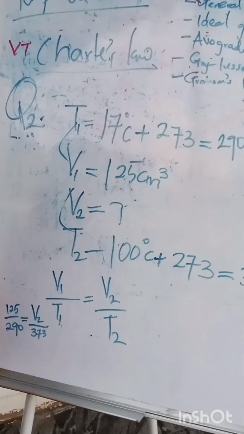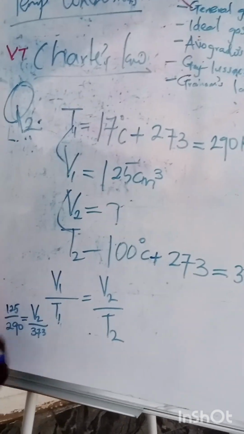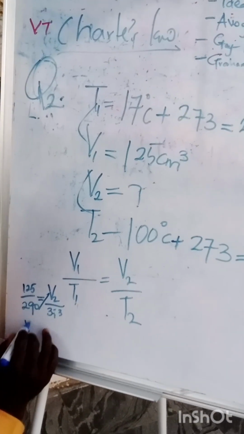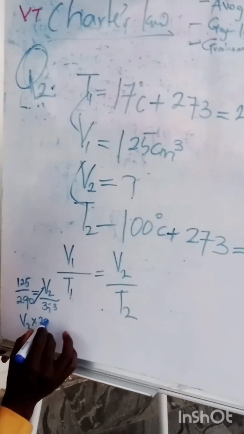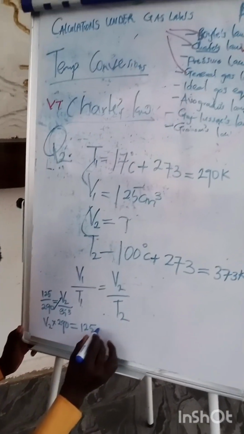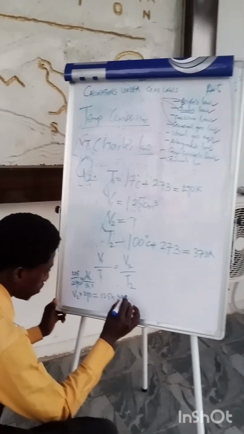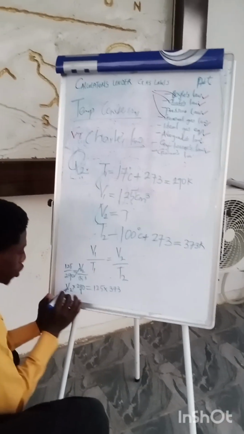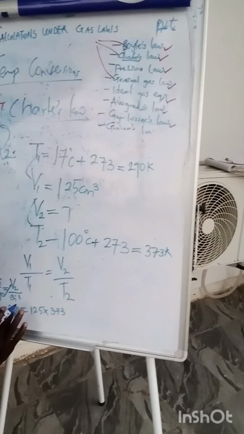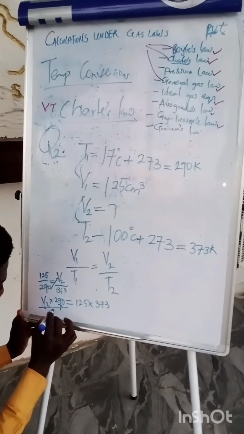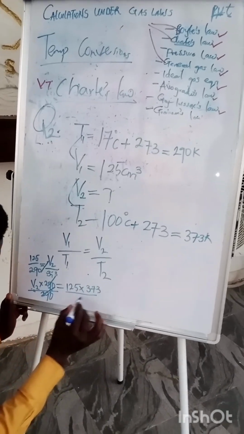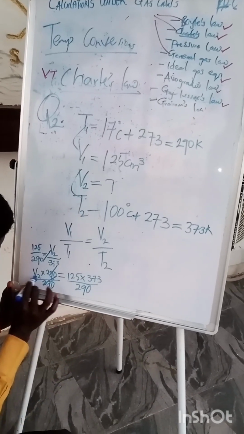Then you do your normal mathematics, just cross multiply: V2 times 290 equals 125 times 373. So what will you do here? You divide by the coefficient of the one you are looking for. The one that is beside what you are looking for, you put it down, 290. Don't forget to put it under here too. So your V2 will be what?